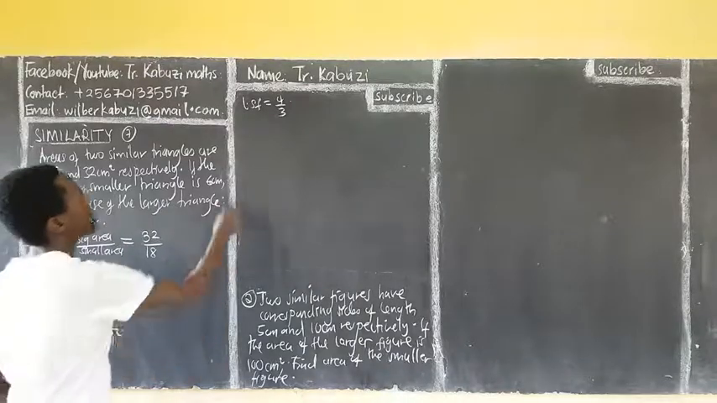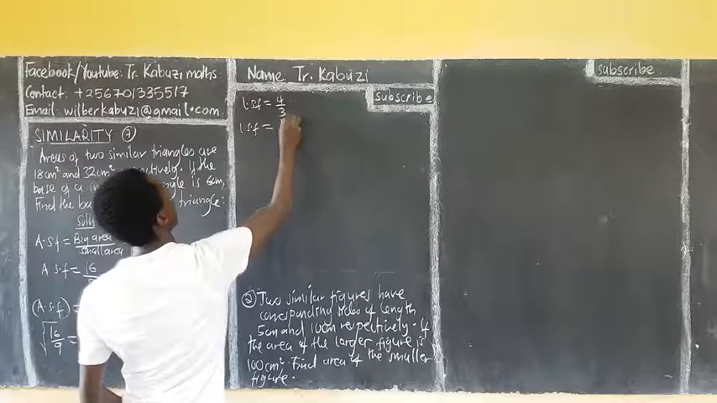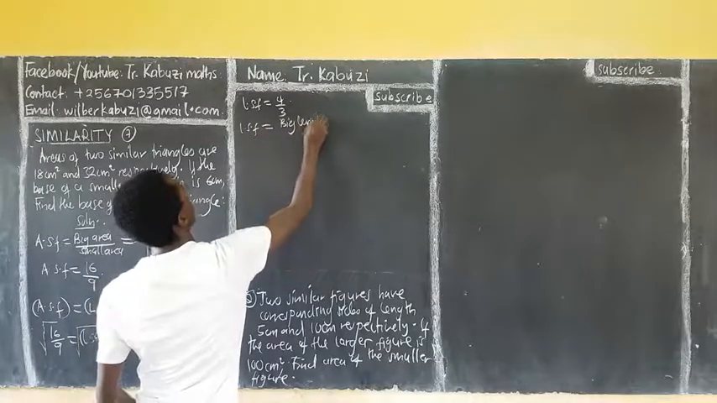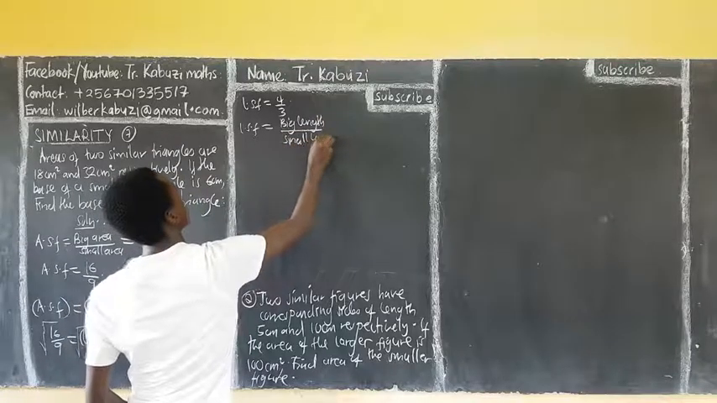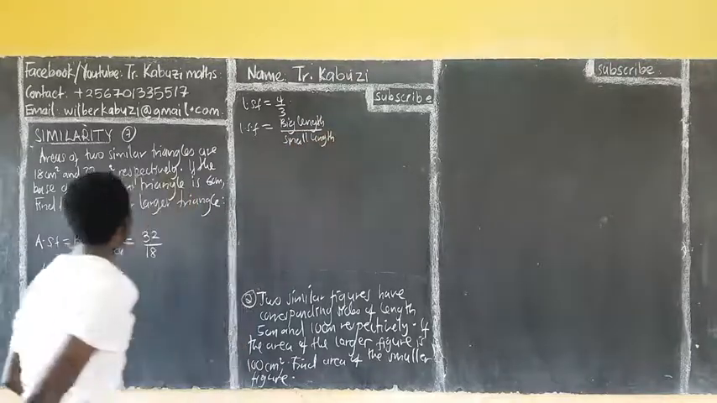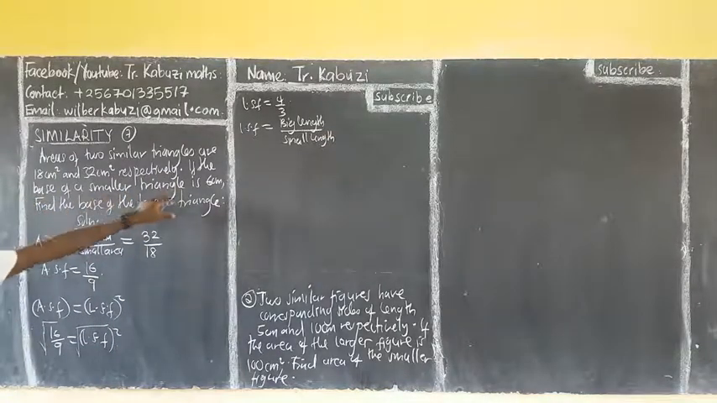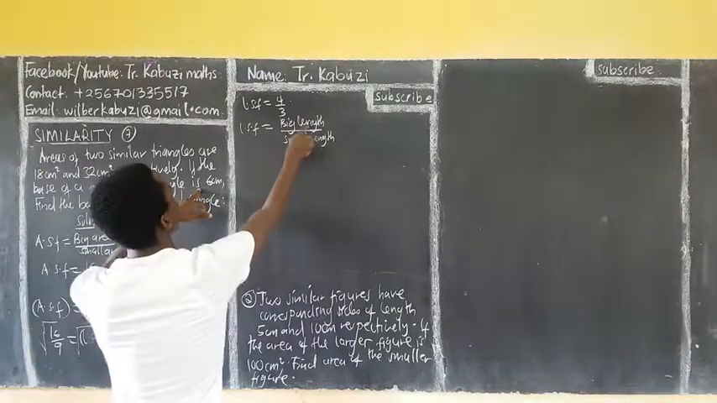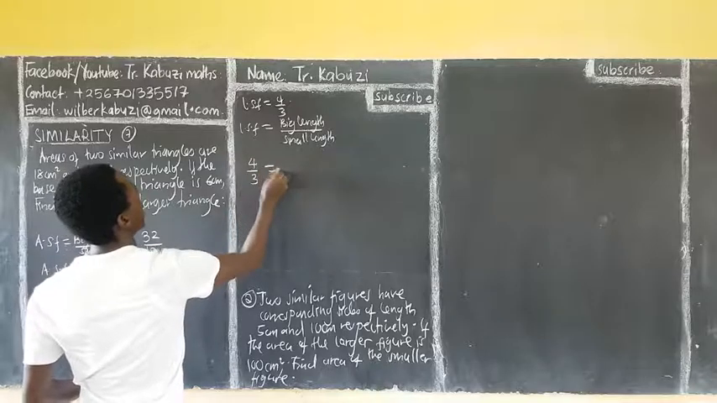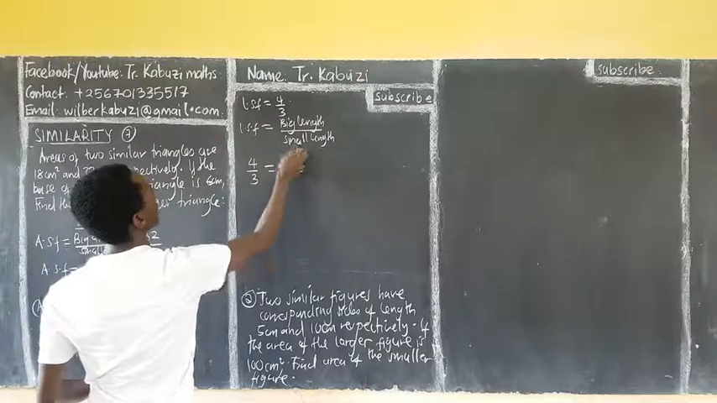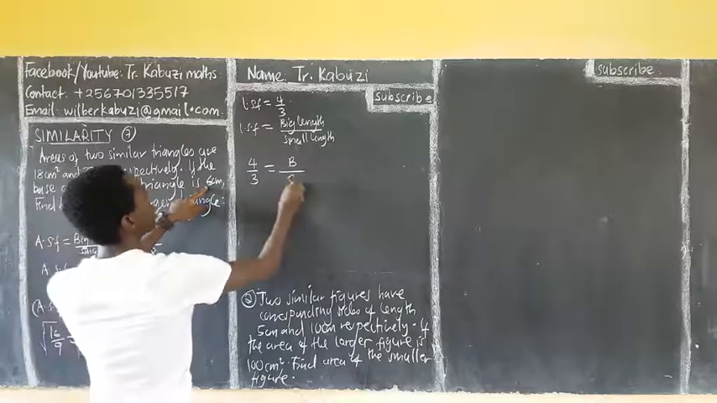Now, we know that linear scale factor is equal to the big length over the small length, or the base. They are telling us that the base of the smaller triangle is 6, and we want to get the big base. So I have 4 over 3 equal to the base I want over the base of the smaller triangle, which is 6.